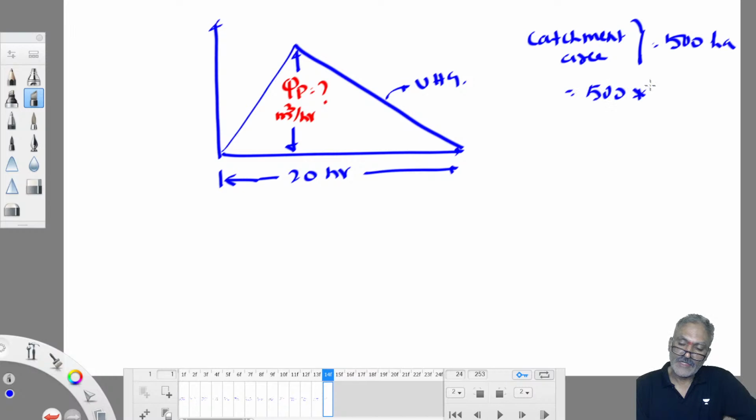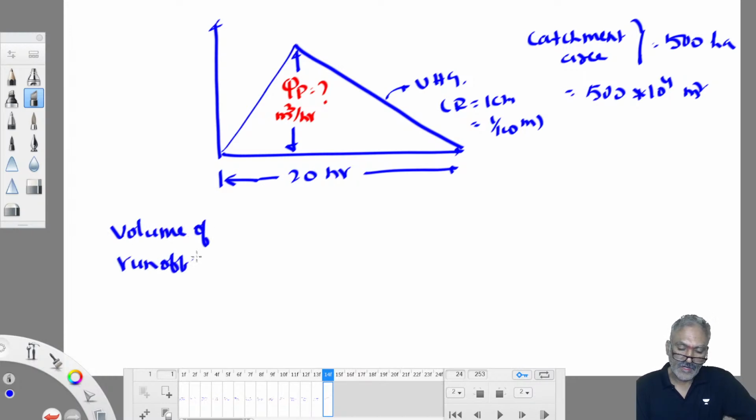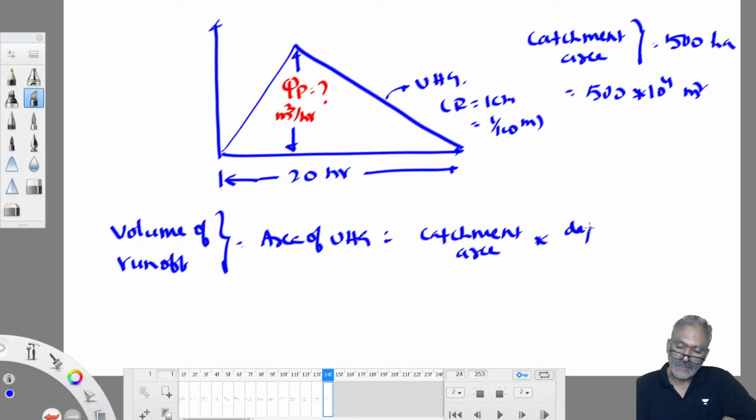500 hectares is how many meters square? 500 into 10 power 4 meters square. Since it is a unit hydrograph, runoff is equal to 1 centimeter, that is 1 by 100 meter. So how can you find the volume of runoff? The area of the unit hydrograph gives the volume of runoff, which is also equal to catchment area into depth of runoff.